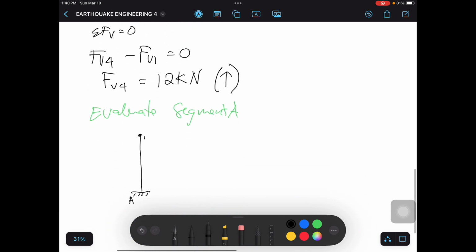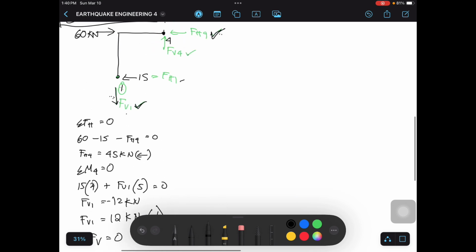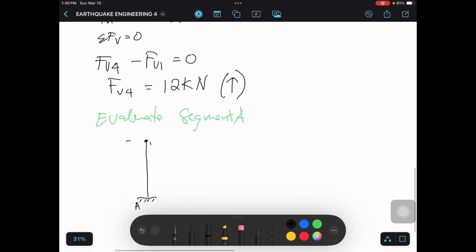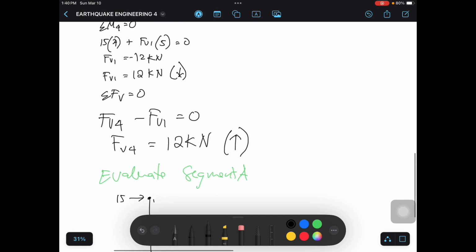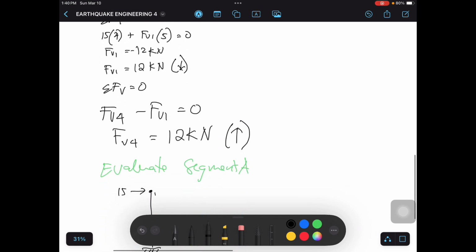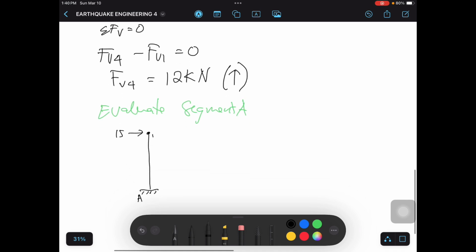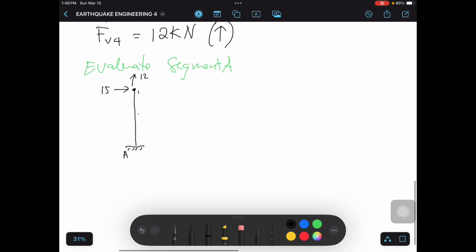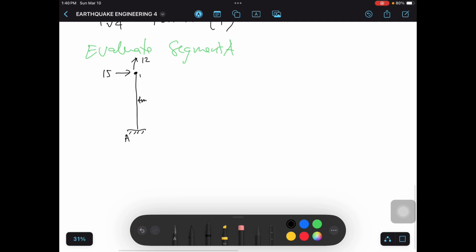FH1 is 15, going to the left. So, pag nilipat natin siya dito sa segment A, going to the right na siya, 15 kilonewton. Ano yung FV1? It's 12 downward. So, pag nilipat dito, upward na si FV1 na 12. So, 4 meters ito. Let's evaluate segment A.